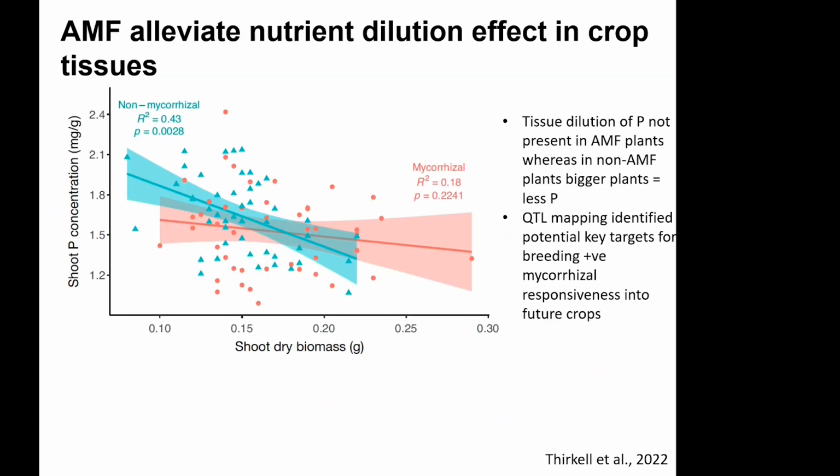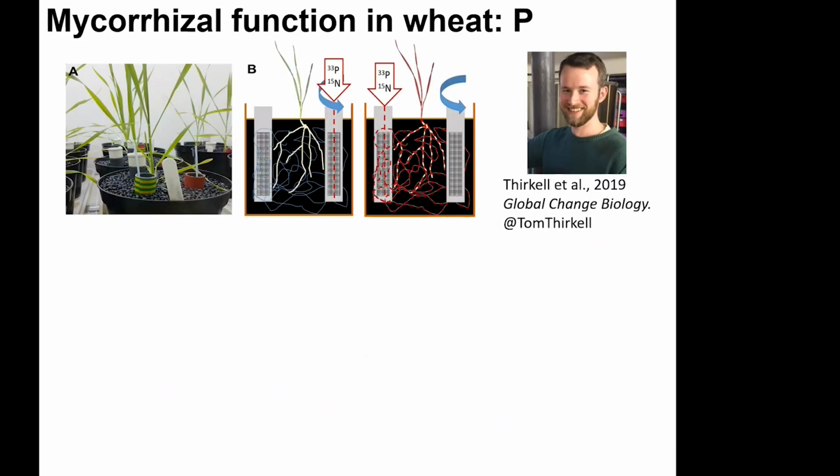So to try and explain that, he had a look at the phosphorus concentration of the tissues, and what he found was in the plants that were not mycorrhizal, as they got bigger, they tended to be reduced in phosphorus concentration in their tissues, suggesting there was this dilution effect in the tissues. So bigger plants, finite amount of phosphorus, it got diluted, so they couldn't make the most of it potentially. But what he found was in the mycorrhizal plants, that relationship was much less strong. So they alleviated that nutrient dilution effect in the tissues, which you can read about in that paper.